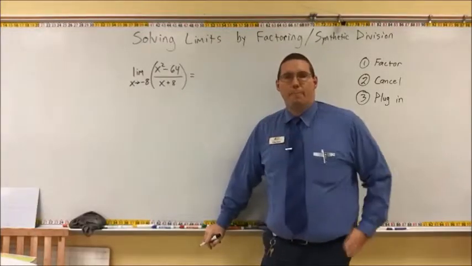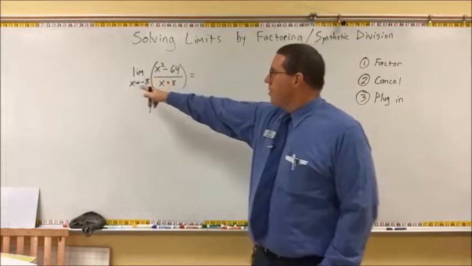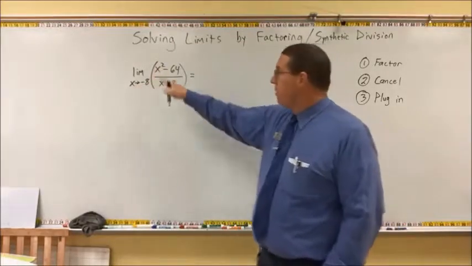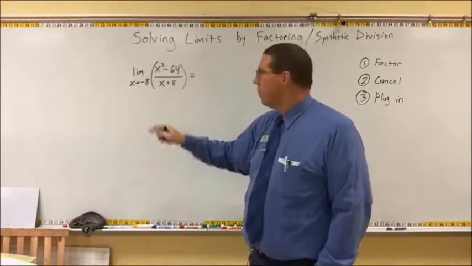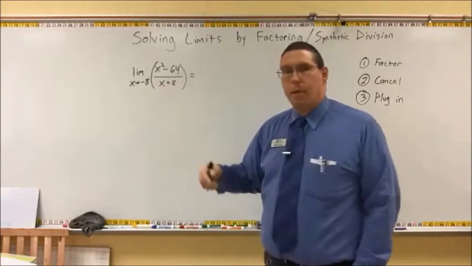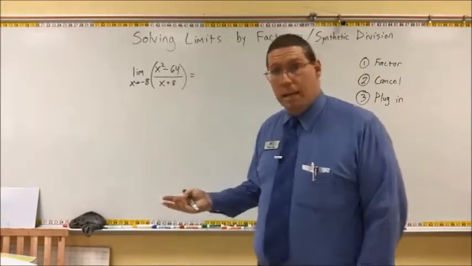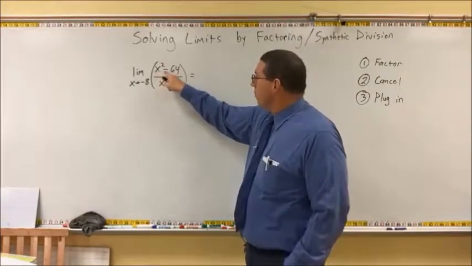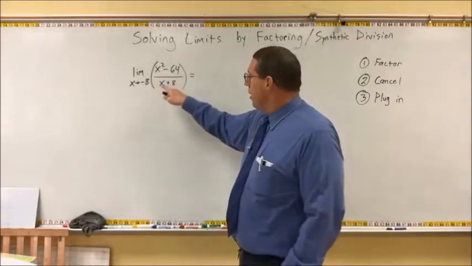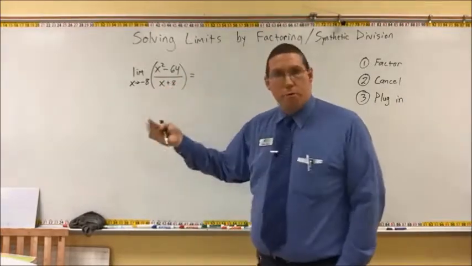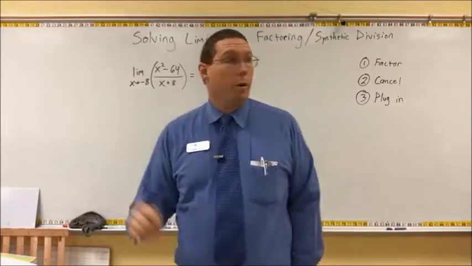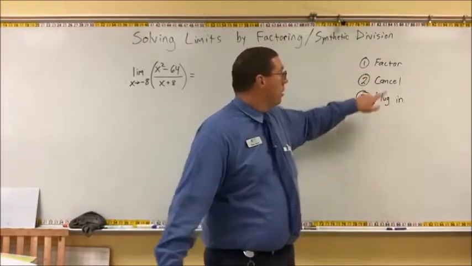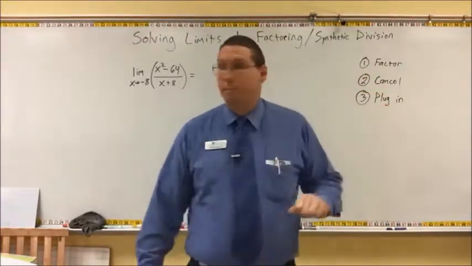All right, here's another limit. We've got the limit as x approaches negative 8 of x squared minus 64 over x plus 8. Again, if we plug the negative 8 in, we get 64 minus 64, 0. Negative 8 plus 8, also 0. So we got 0 over 0. So we're going to factor, cancel, and plug in.